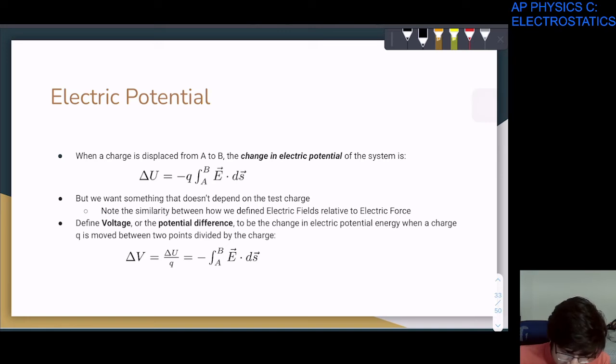So what we're going to do is define voltage, which is the potential difference between 2 points. And all it is is the electric potential energy divided by q. And when we say voltage, all we're saying is that we have 2 points over here, and we're going to say, what is the change in energy between these 2 points here? And just remember, voltage is defined as the difference between 2 points.